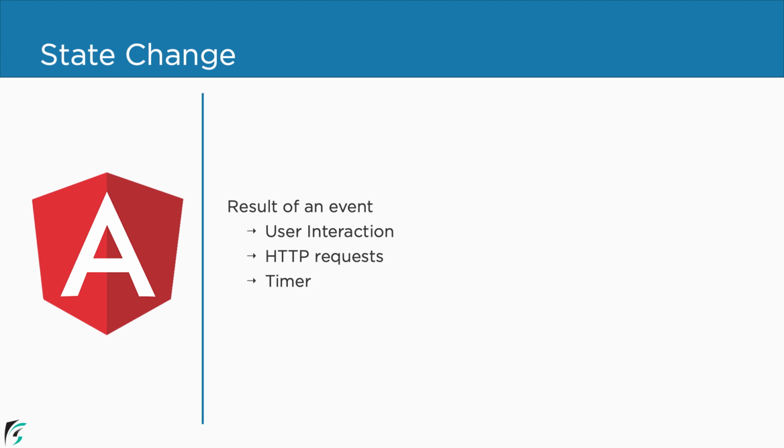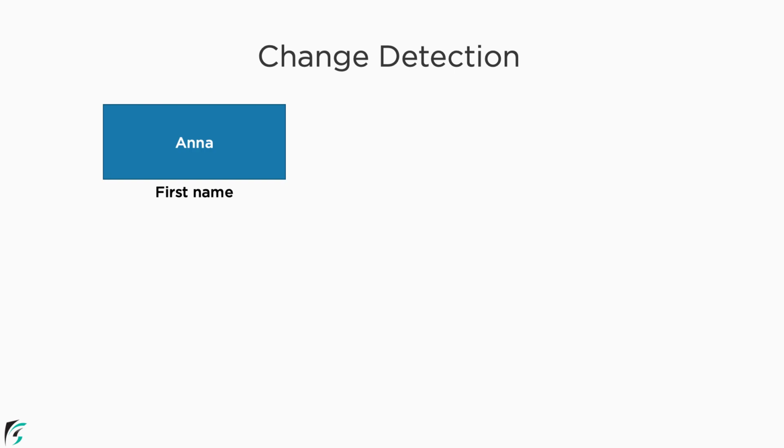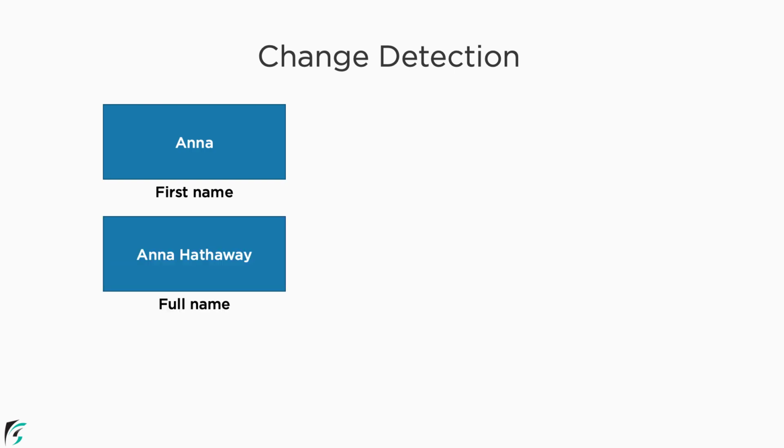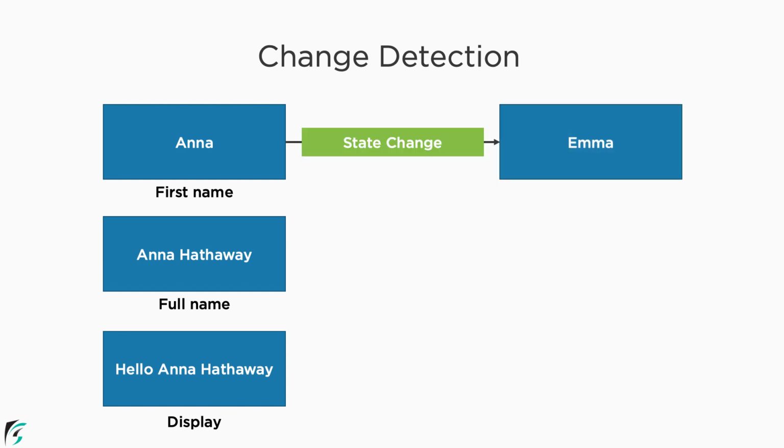When your state changes, you want your framework's change detection to kick in and re-render anything that has changed. Let us look at an example of how change detection works. Let's say we have a first name upon which the full name depends. This full name is displayed here as Hello Anna Hathaway. Now let's say the first name of the displayed user is changed. So here a state is changed.